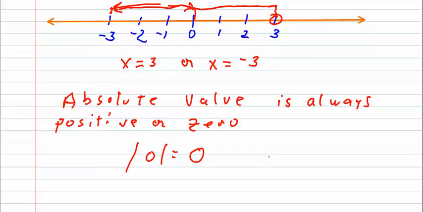All right, just a brief introduction as to what is absolute value.